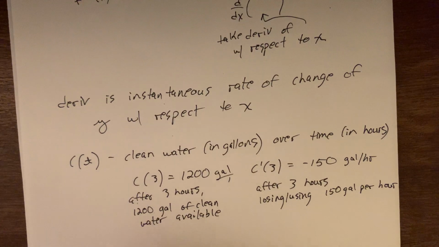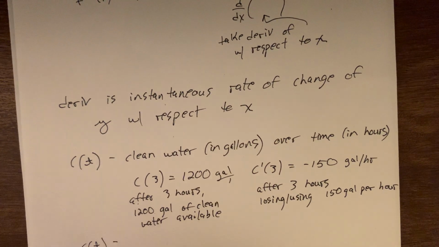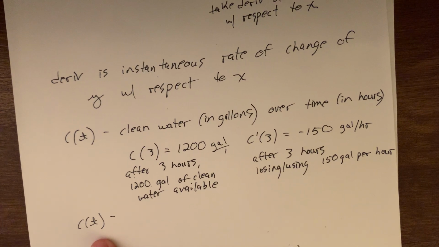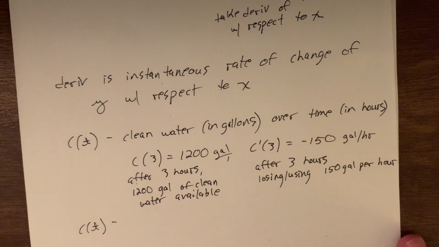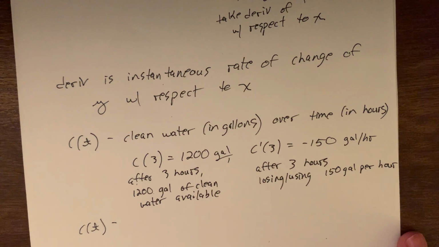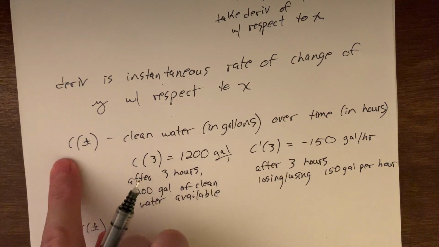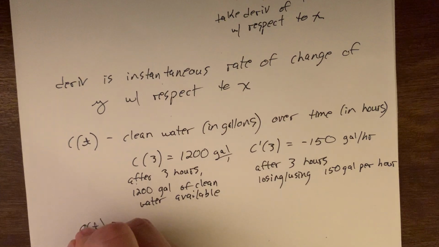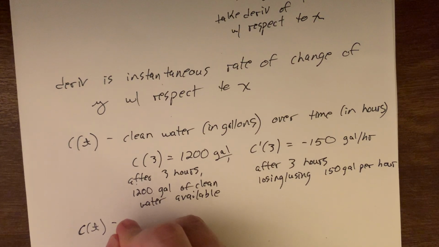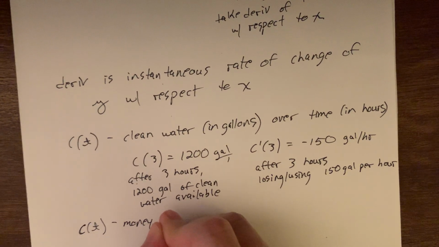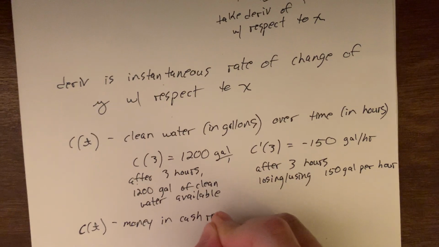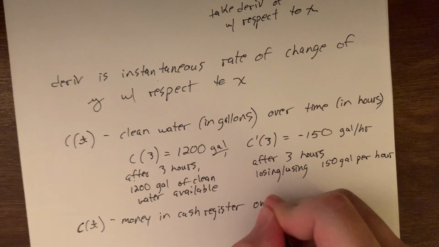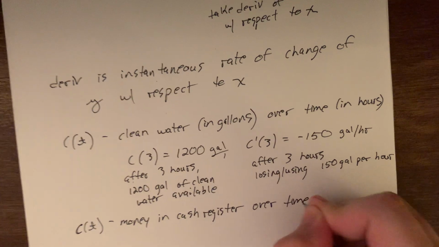Let's do the same C of t. I'll use that same notation. Again, in a lot of applications, t instead of x, because often we're using time as the independent variable, as our input, and the amount of clean water depends on how much time has passed. But now let's use C for money. How much money is in the cash register? And this time let's use this over a period of days, over time measured in days.